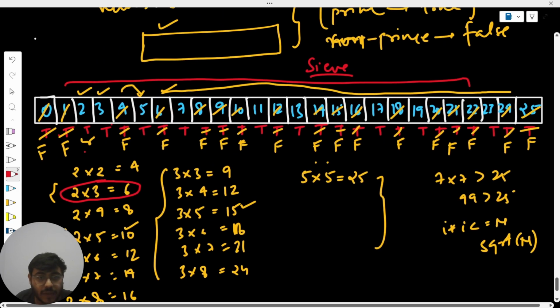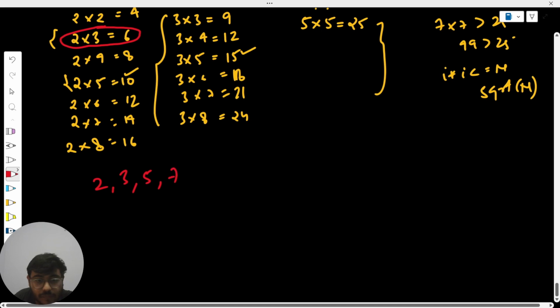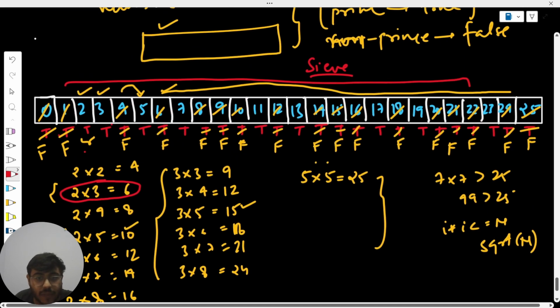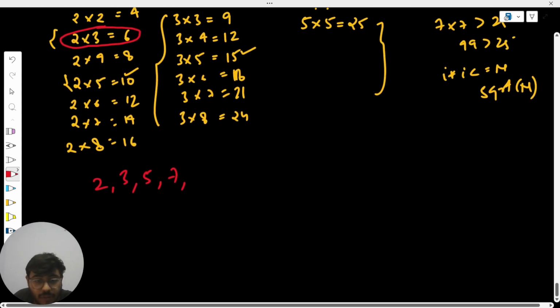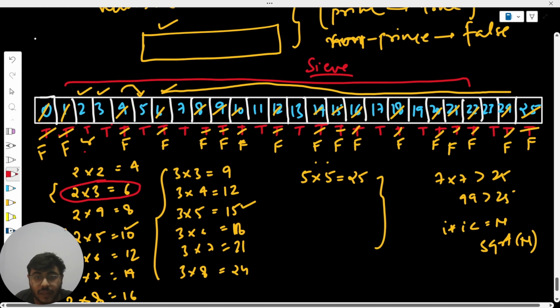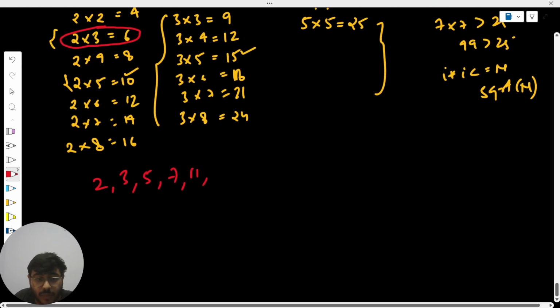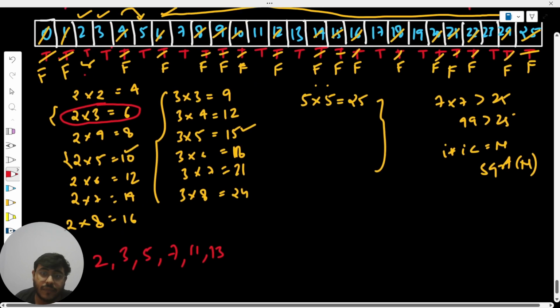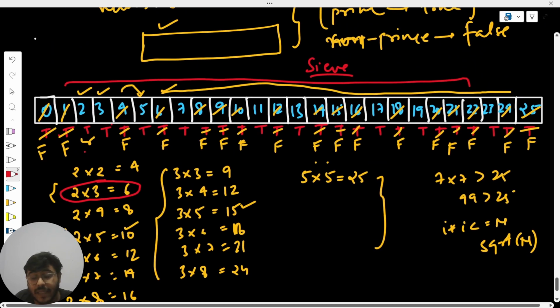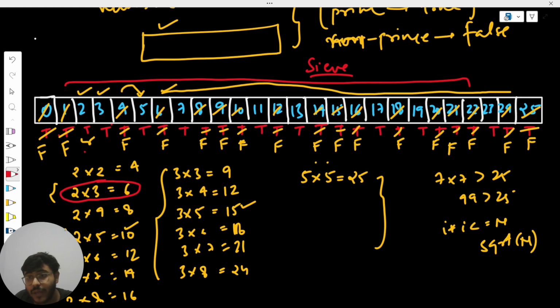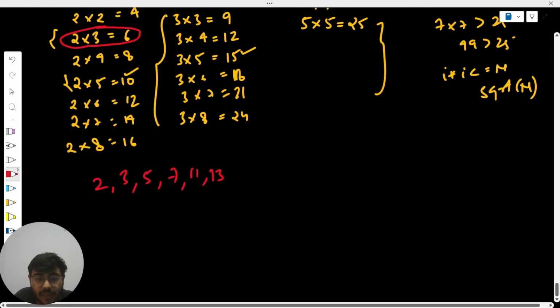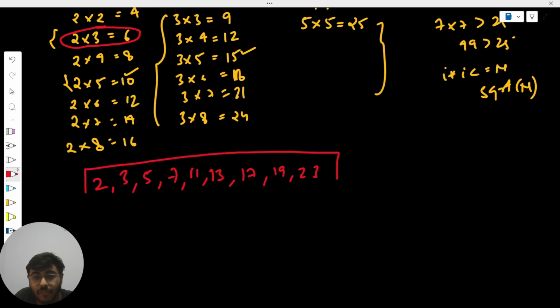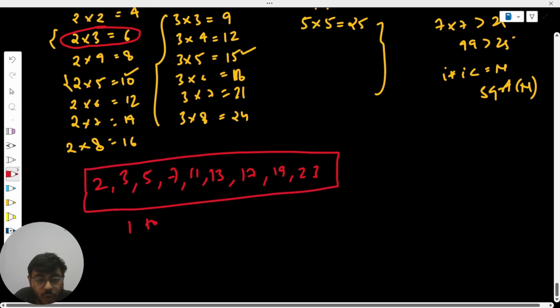Then we go to 7. 7 is also not marked, so we write 7. Then we can say that 8 and 9 have been marked, 10 has also been marked, then 11 has not been marked, so 11 becomes the next prime number, right? Then 12 has been marked, 13 has not been marked, so 13 is also a possible answer. Then we have 14, 15, 16, then 17, 19, and 23. So these are basically the prime numbers from 1 to 25, right?